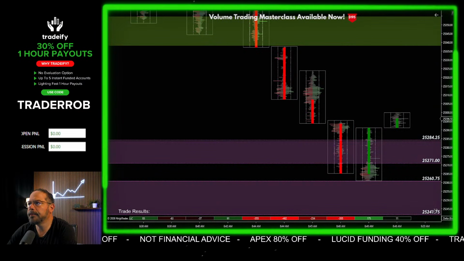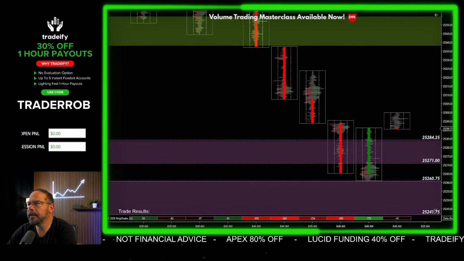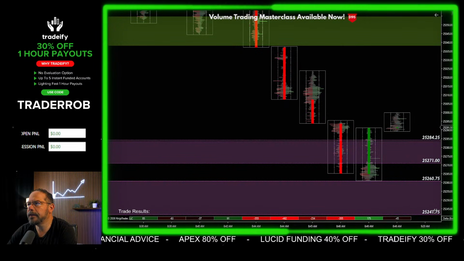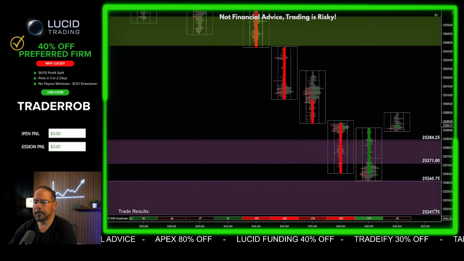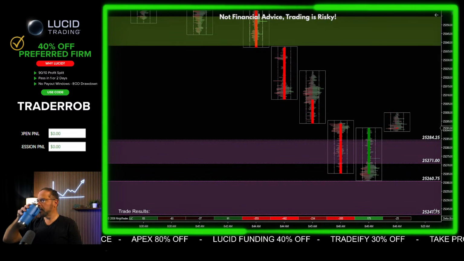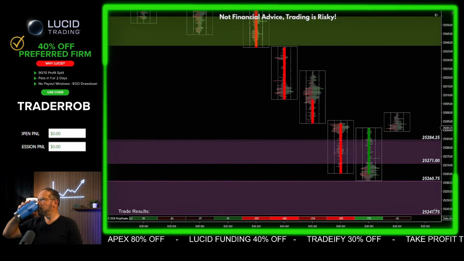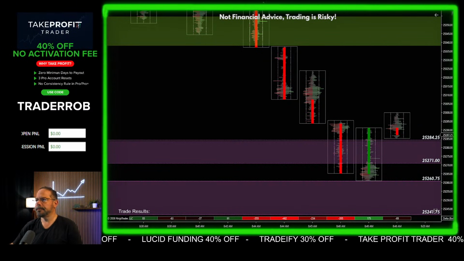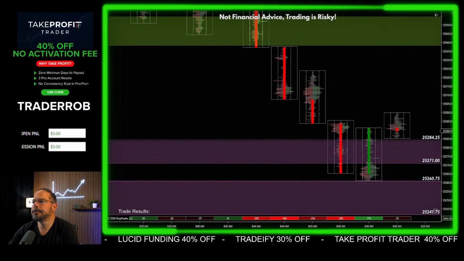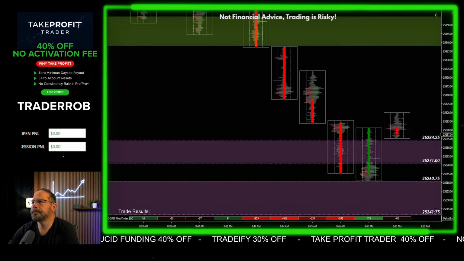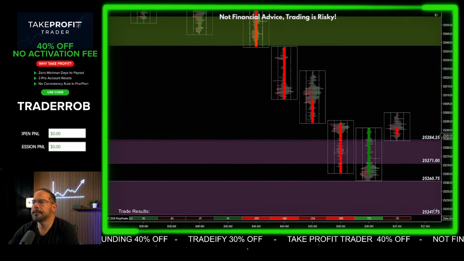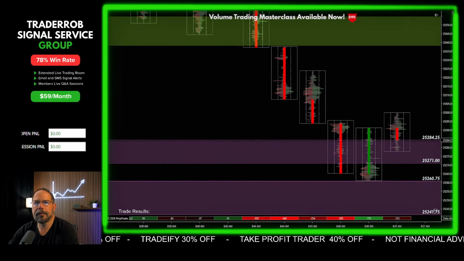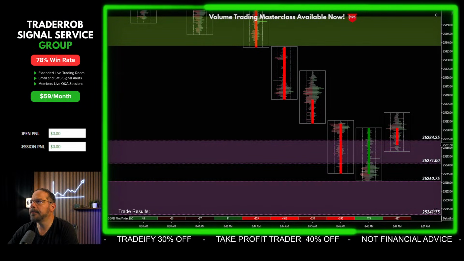Nothing to do here yet. Now we'll see if we can tap kind of back in here and see if we get some support down here at this band. Okay, some negative delta here. So if we could flip this green, I'd be interested in a long.